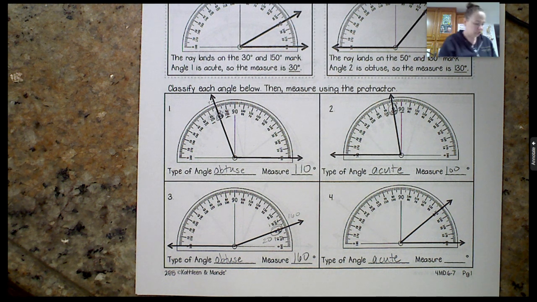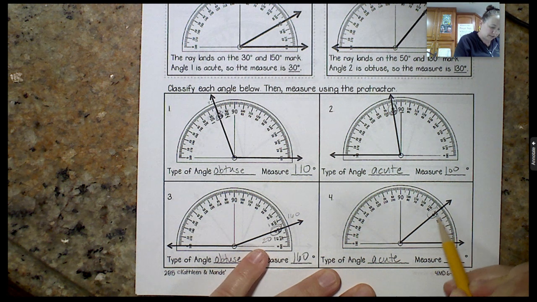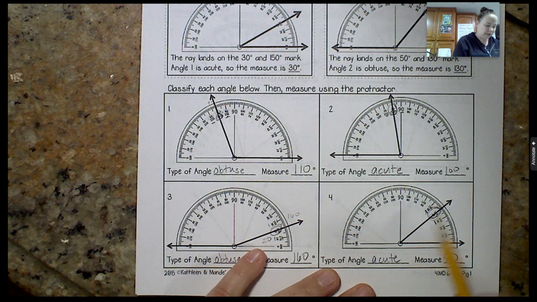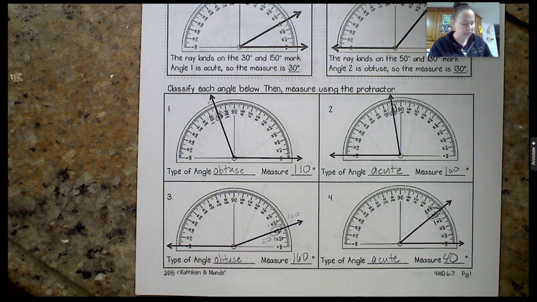And that means in our head, since I know it's acute, I'm going to use the little number, not the big number. So I'm looking at my protractor. Right here is where it measures. I see a 50 and a 30. So what's in between a 50 and a 30? 40. I don't even need to look at the big numbers because I know it's not the big number.